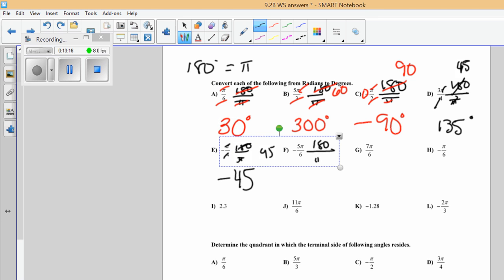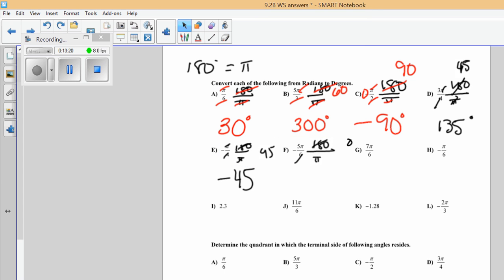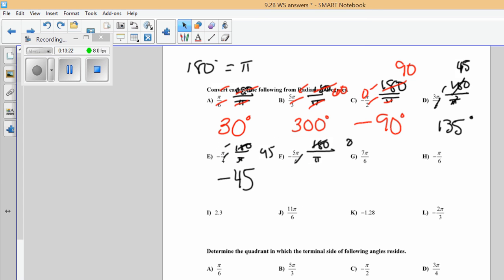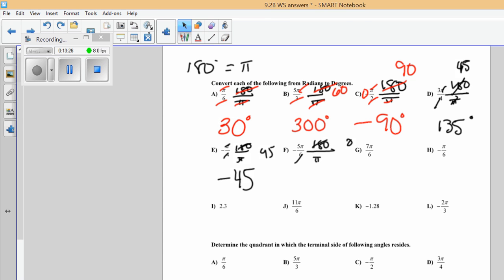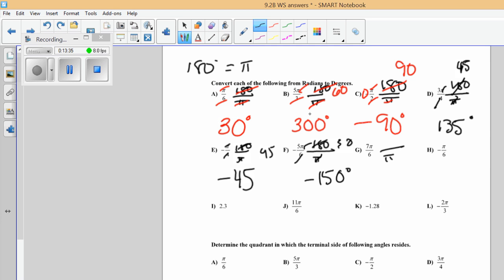There's a 180, it's a pi. 6 goes into 180 30 times. Sorry, technical difficulties. And so we have negative 150 degrees because the pi's canceled. Here it's pi, it's 180. 6 goes into 180 30 times again. 3 times 7 is 21, so this is 210 degrees.